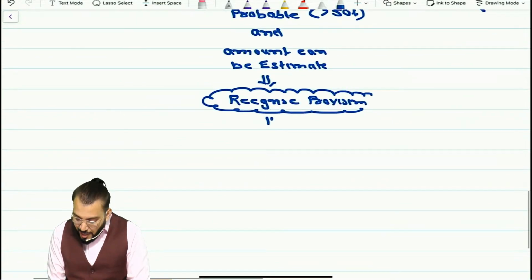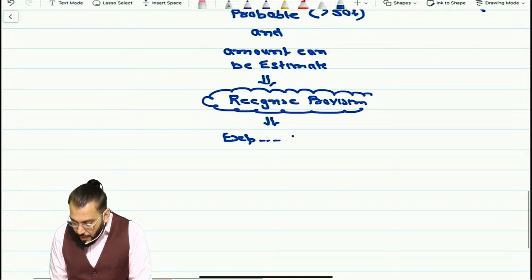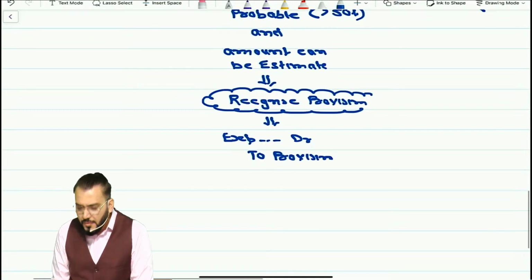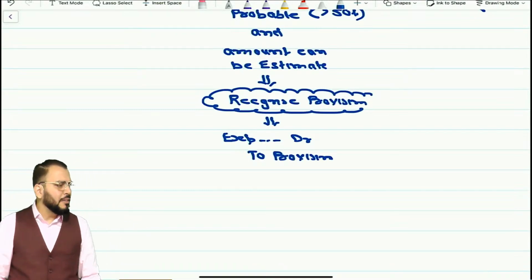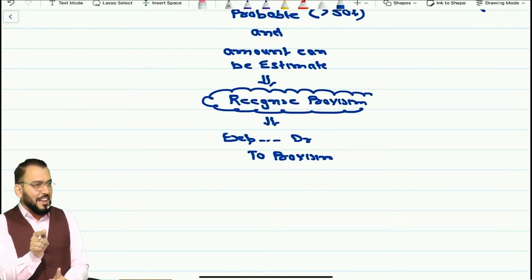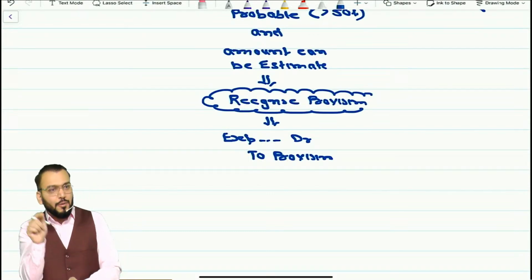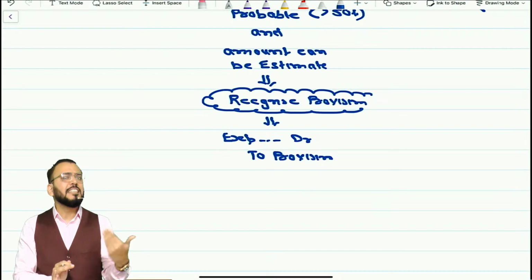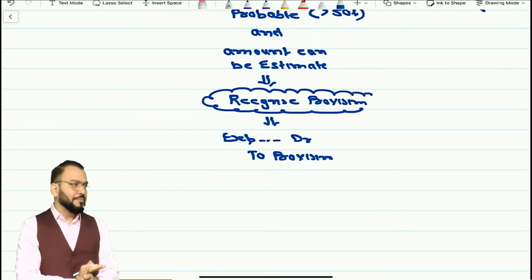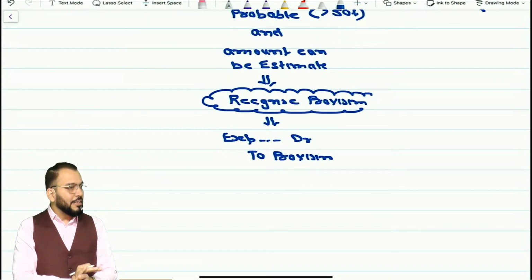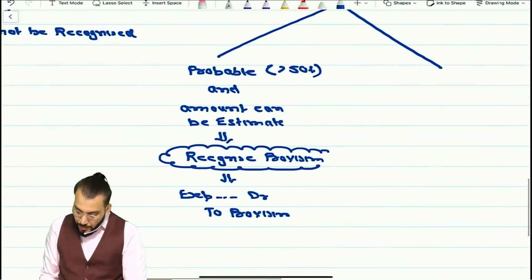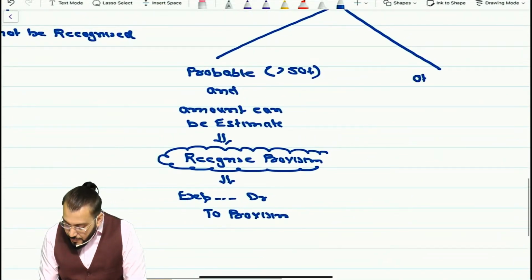Therefore, we used to pass one journal entry: expenses account debit to what? Provision. Expenses will be transferred to PL. This is expected expense, no? Expected expense account debit to provision. But we don't write expected, we write expense only. Got it? Correct?